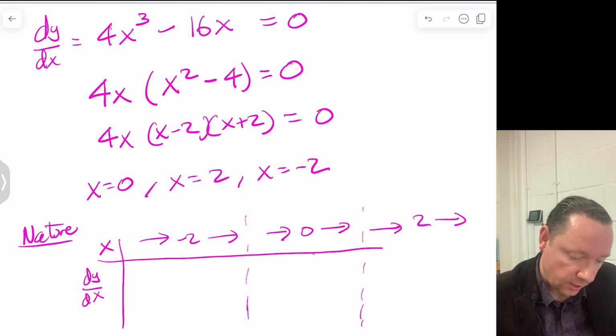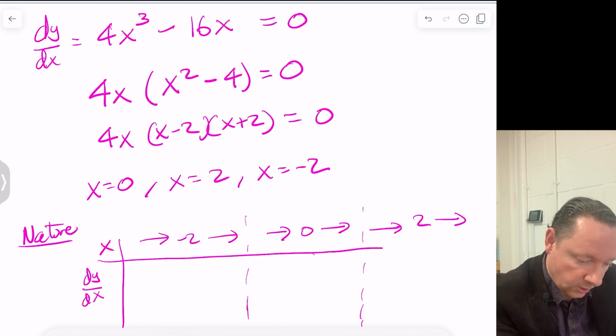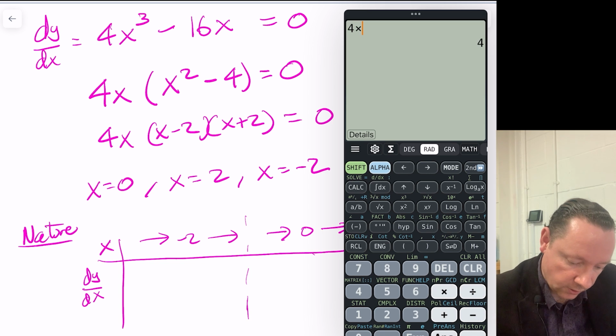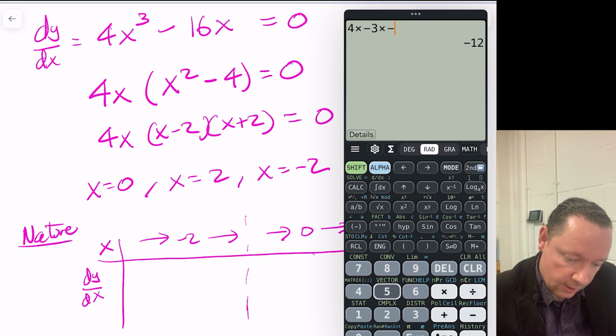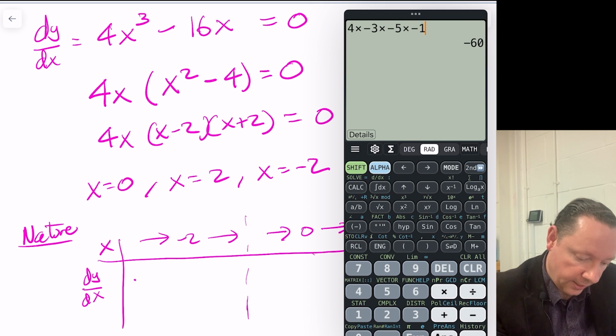Now you can do these just in your calculator. So before minus 2, let's just try minus 3. We've got 4 times minus 3, and then that's times by, well, minus 3 minus 2 is minus 5, and that's times by minus 3 plus 2, which is minus 1, which is minus 60. So I'm going to write negative. At this one, it's 0.